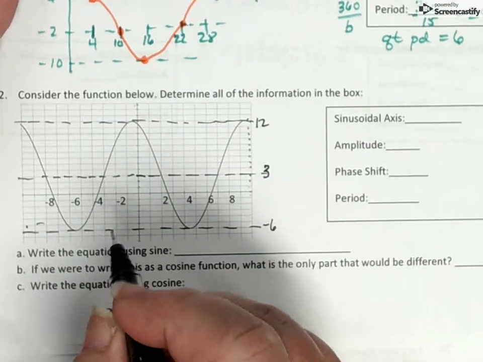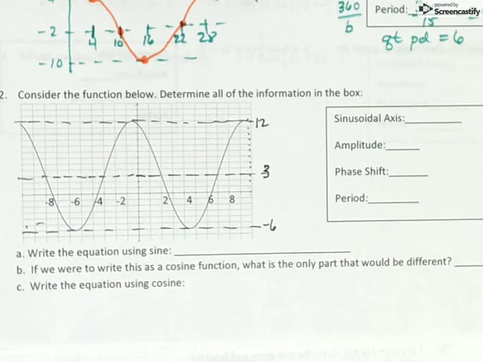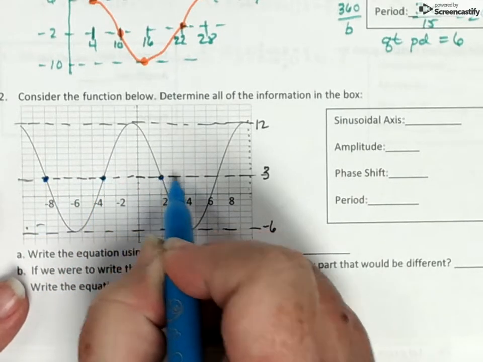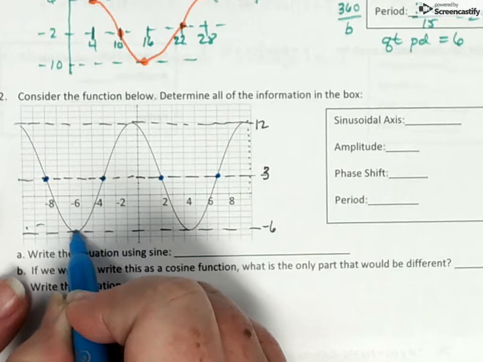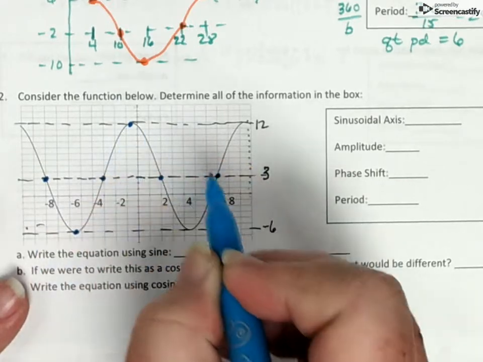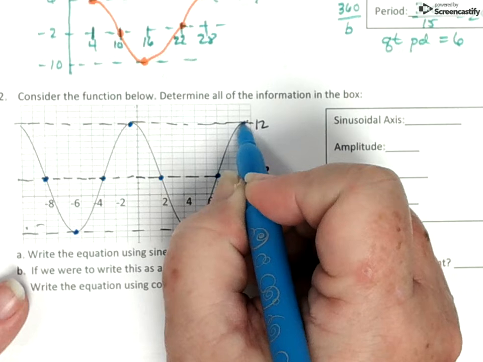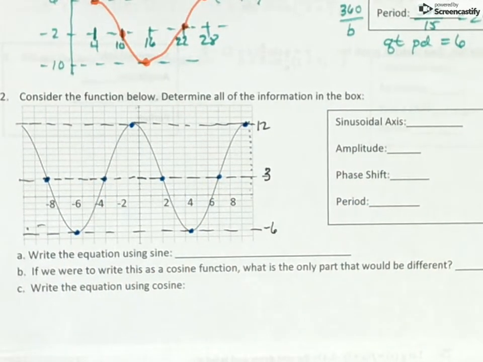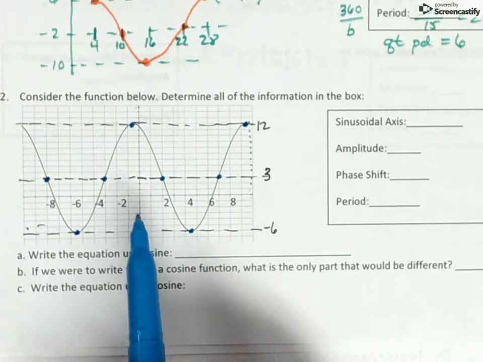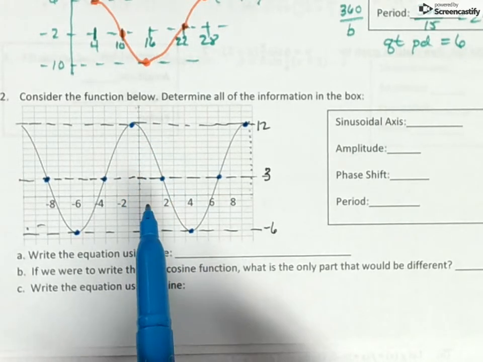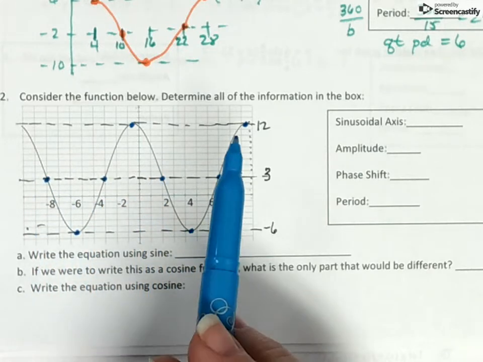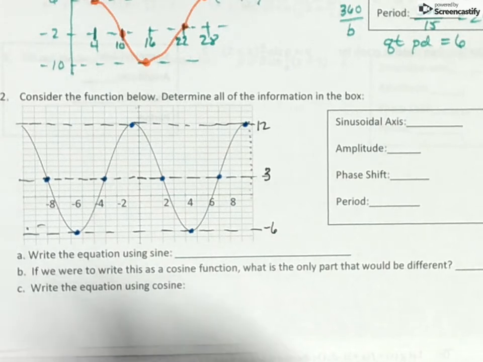I can also take my graph and highlight what I know are critical points. Everywhere that the graph crosses the midline is a critical point. Everywhere the graph has a maximum or a minimum is a critical point. So I can mark critical points all over this graph. That's going to help me with a couple of things. First of all, it's going to help me see that none of them cross on the y-axis, so there is a phase shift. And it's also going to help me identify whether I'm looking at this equation as a sine curve or a cosine curve.